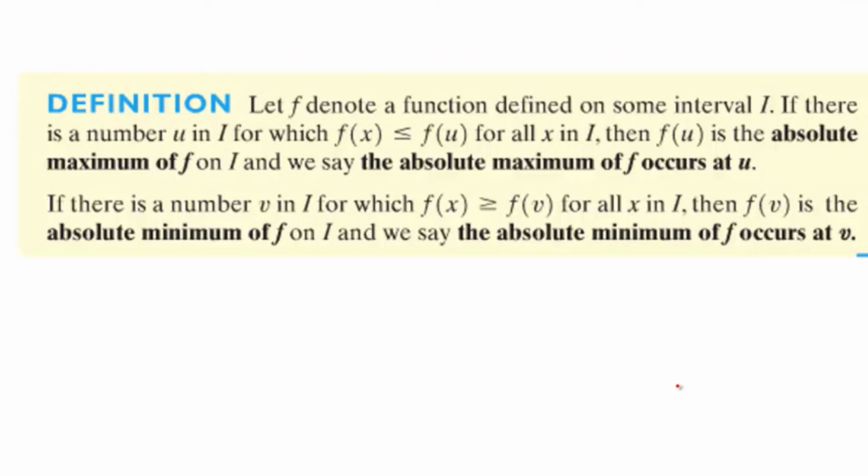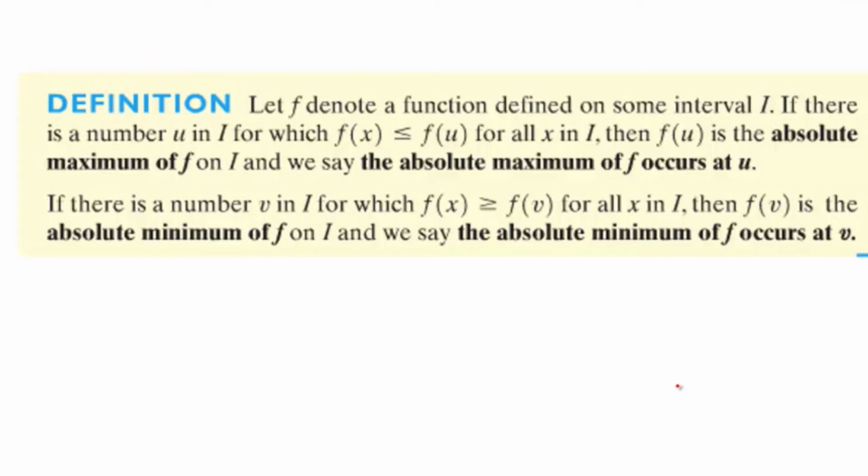So here are the definitions. Let f denote a function defined on some interval I. If there is a number u in that interval I, for which f of x is less than or equal to f of u, in other words, the values of the function are no bigger than f of u, for all x in I, then f of u is referred to as the absolute maximum on the interval I. The way we say that is similar to local. We say the absolute maximum of f is f of u and occurs at x equals u. I'll show you a graph that'll help to illustrate this idea in a second.